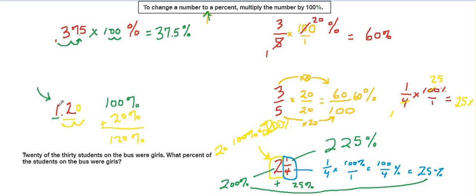Or just know that if this is 1.2 and we want to multiply that by 100%, we take 1.2, move that decimal over twice, and you've got your answer. It's 120%.